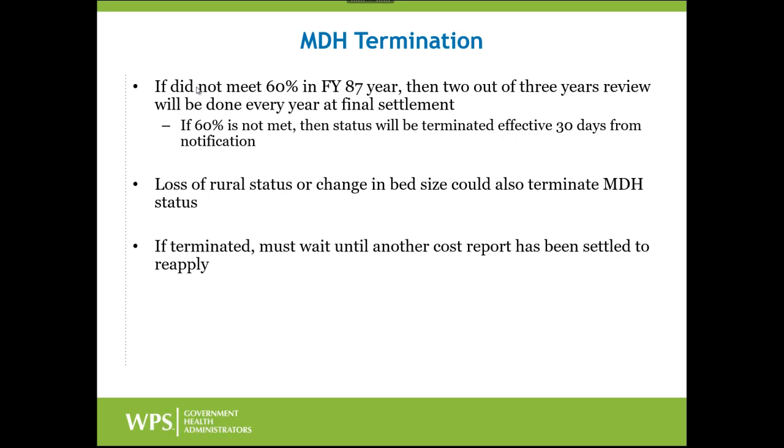And by definition, if you failed the 60% test, then you have to wait until another cost report is settled for us to check a new 3-year period, and you'd have to wait for that to reapply to prove that you met 60% under the new years.